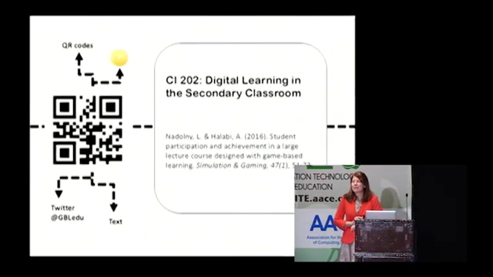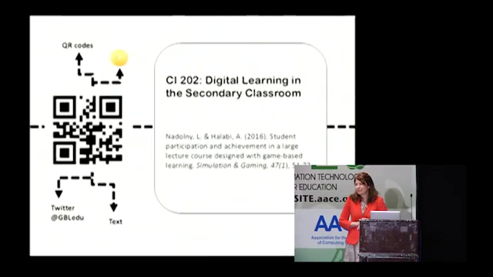So I started my game-based learning journey with CI 202, and it was because I had a problem. If you want to read a little bit more about this, the publication is listed here, and this was recently published in Simulation and Gaming, and then the QR code on the side, if you have a QR code reader, you can point it at it and take a picture, and it'll take you right to that publication.